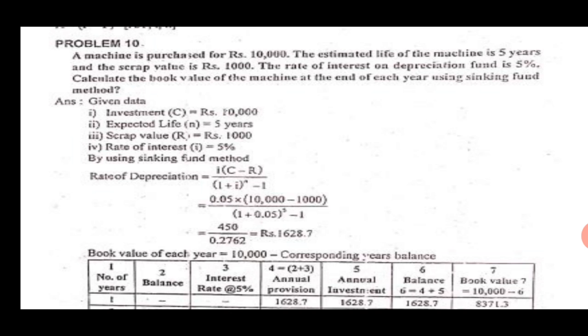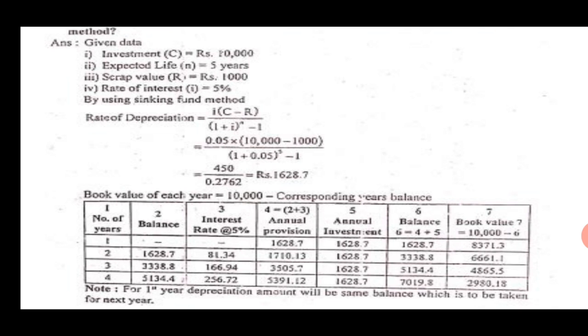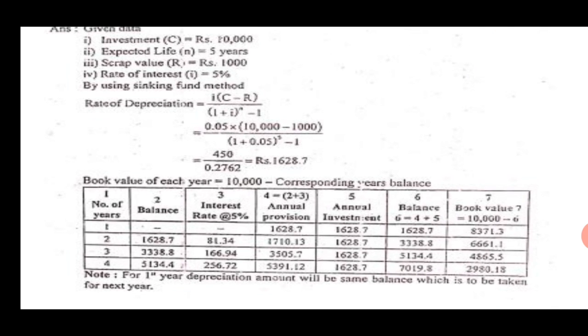So investment C is equal to rupees 10,000. Expected life is 5 years, and that is N. Scrap value R is 1,000 rupees. Rate of interest is 5%. Please remember, when you write 5%, you should write 5 by 100, that is 0.05. This step is very important, otherwise you will go wrong. So the rate of interest is 0.05 or 5%.